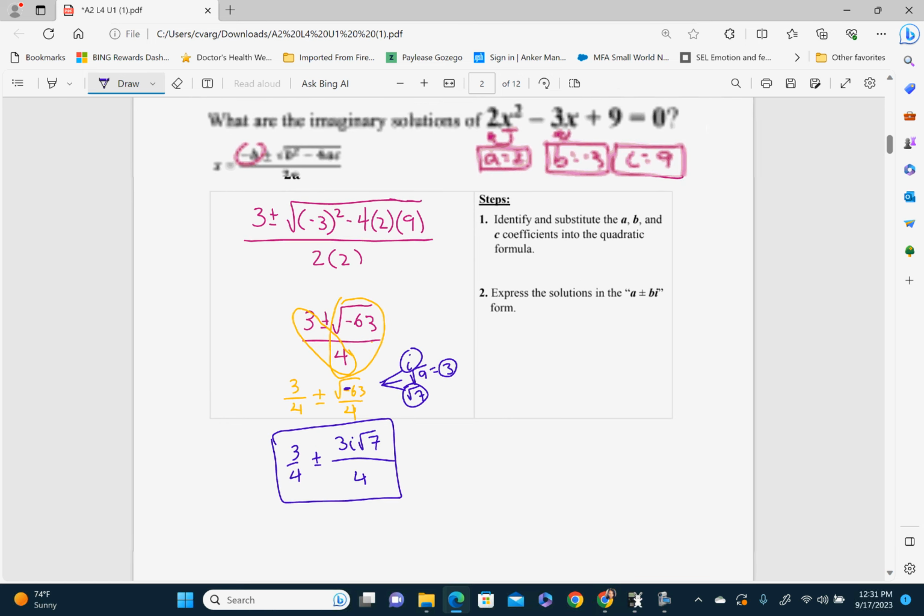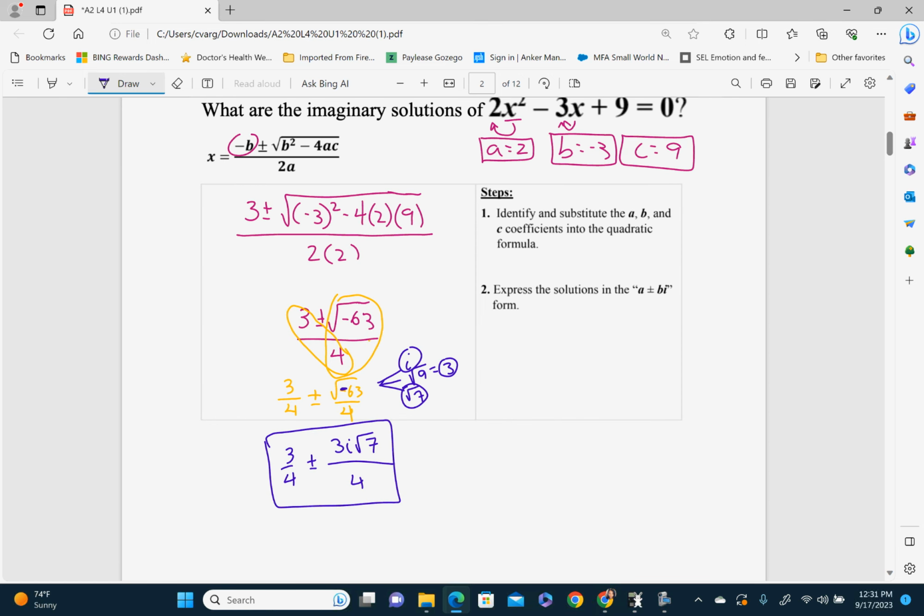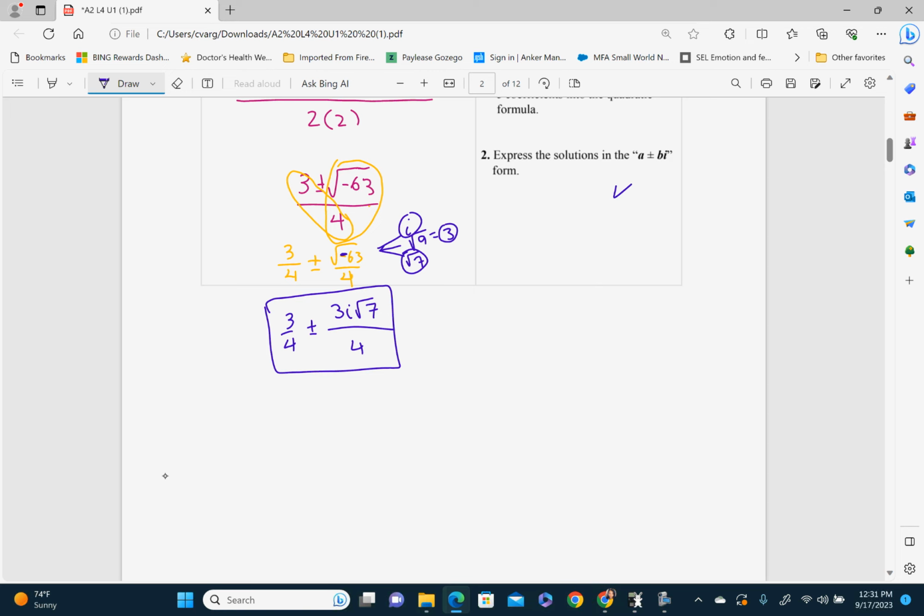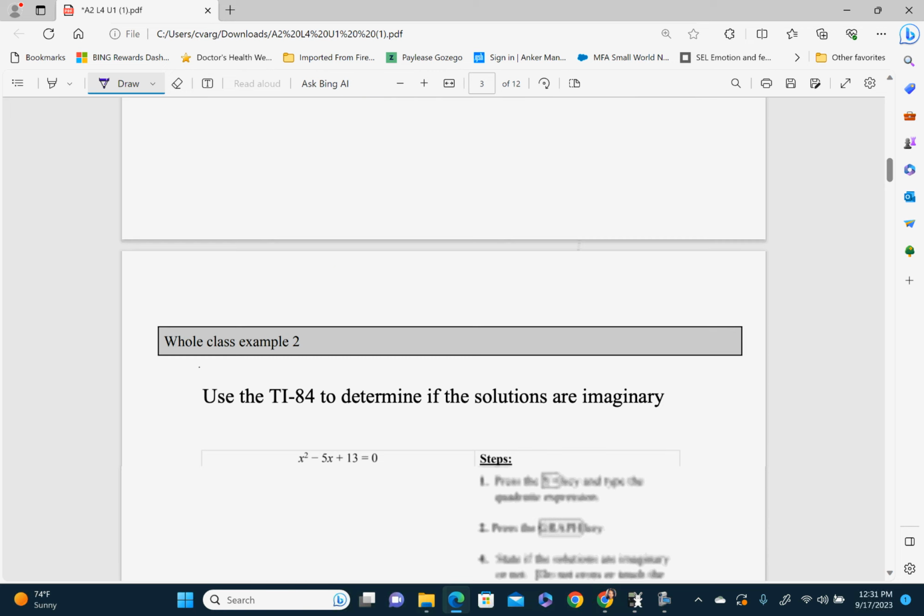So that was a lot, okay? I get that it was a lot, but it was just this part right here: the calculator gave us this negative 63, and then we simplified. And so now we're done, and we've answered it in a plus bi form.